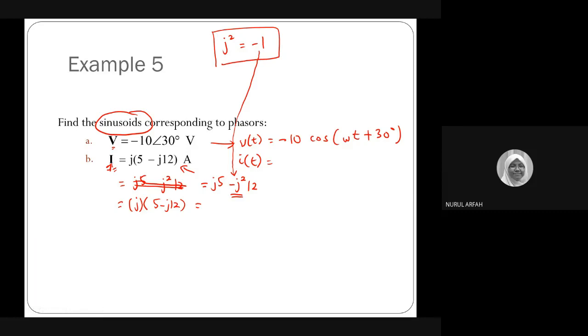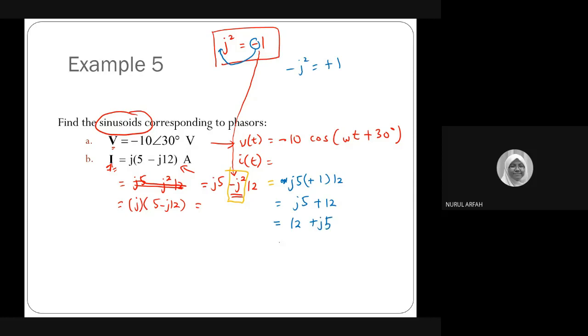And let me change the color, this part, right? Then this one will become J5 with negative 1. It is not negative 1. This one should be put here. So negative J square is actually 1, right? Plus 1. So plus 1, no need to write down. It's J5 plus 12, something like this. So rearrange back, it's supposed to be real number first, and then imaginary.